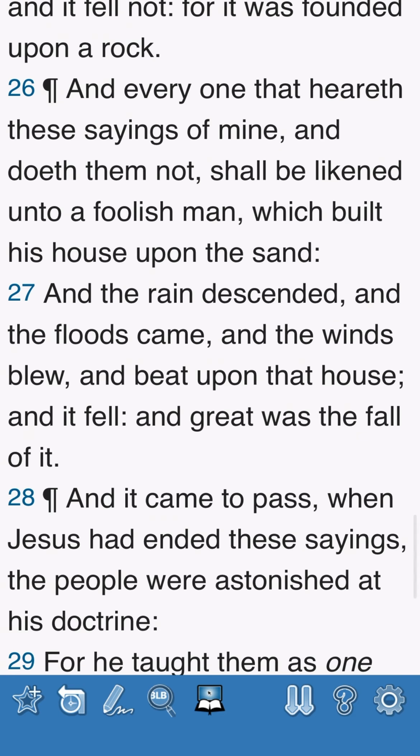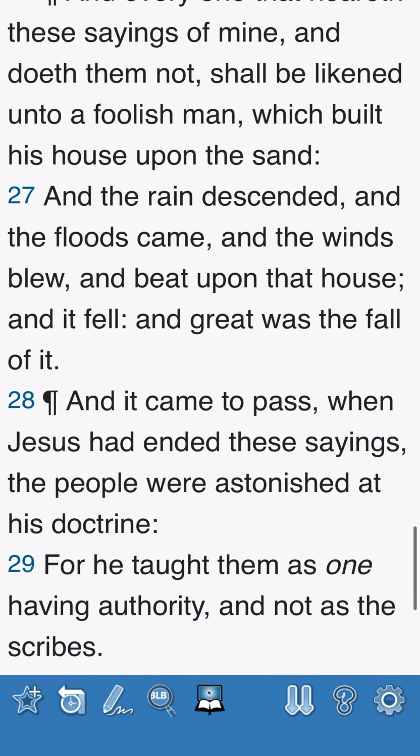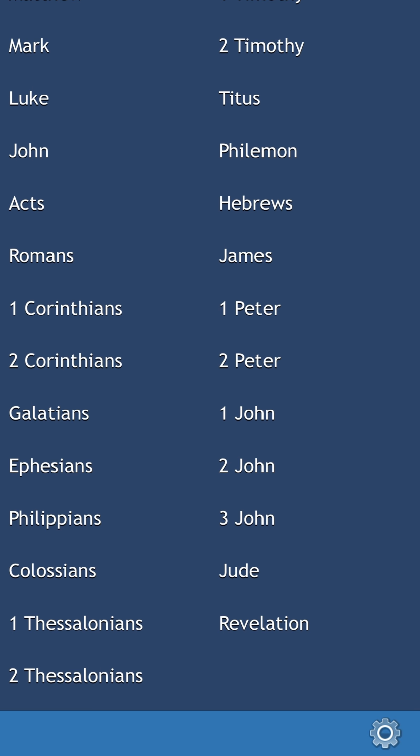And everyone that heareth these sayings of mine and doeth them not shall be likened unto a foolish man which built his house upon the sand. They chose the average, they chose the layperson's mind, the common mental, that worldly mental, that's not going to withstand the environmental loads that are coming upon the planet Earth. Verse 27, it says, and the rain descended, and the floods came, and the winds blew and beat upon that house, and it fell, and great was the fall of it, because they didn't ultimately choose that true foundation. They wanted to choose the things that made them feel good, whatever that is, and that ultimately was their demise.